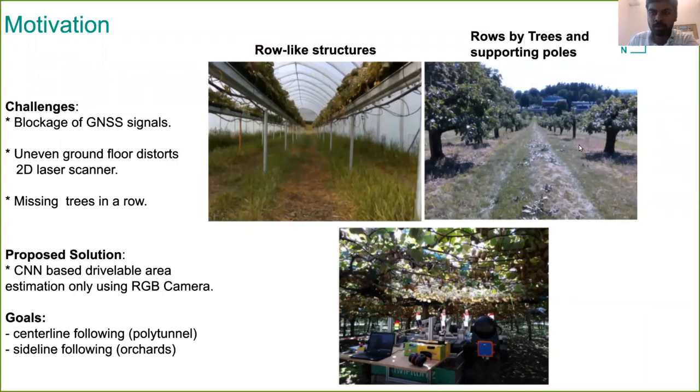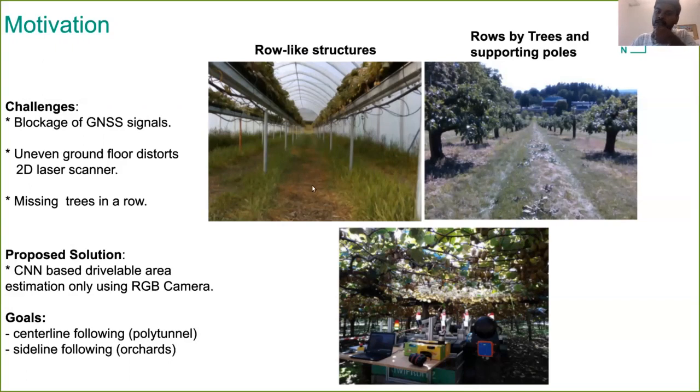Our motivation here is that in all these environments, the standard RTK GNSS solution suffers due to the blockage of signals. And another assumption, that all the fields are flat, is not exactly true. So then we have issues with the 2D laser scanner based solution as well. And in orchards, we found that there are missing trees in the row. So in order to cope with it, we propose a CNN based solution only using a camera sensor.